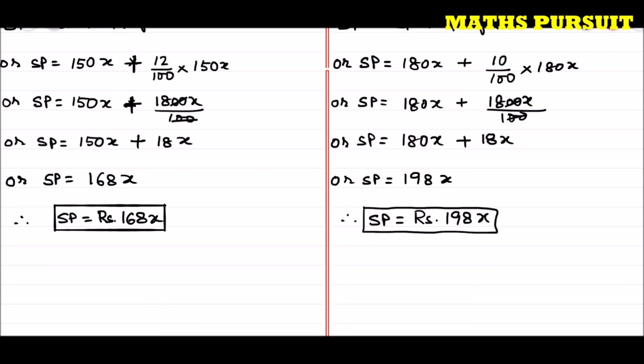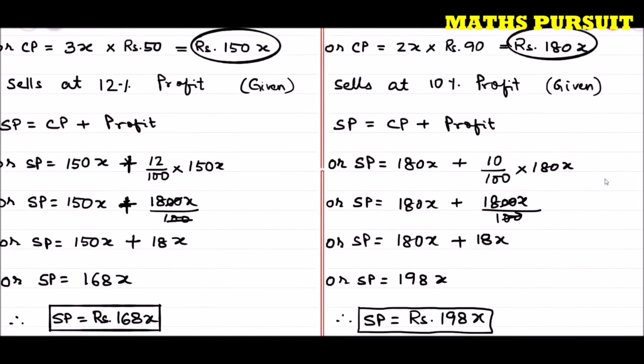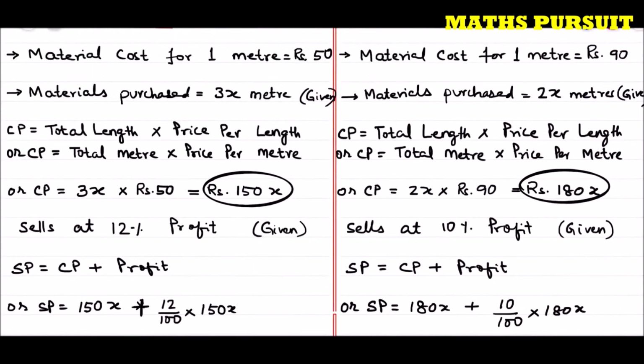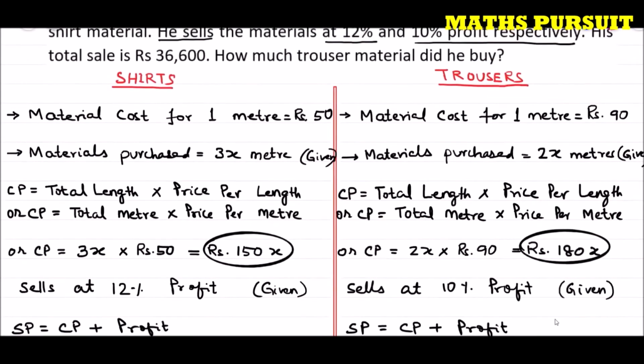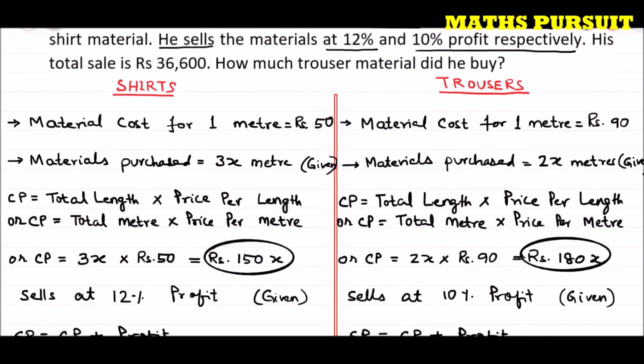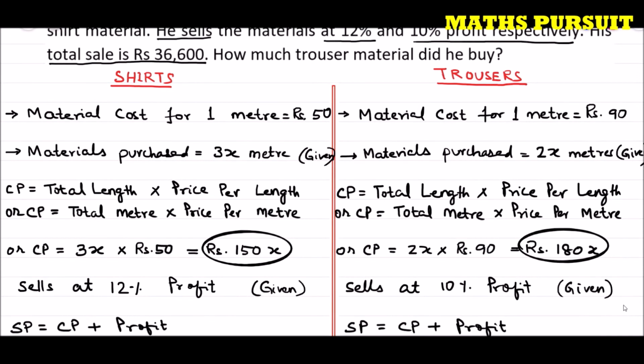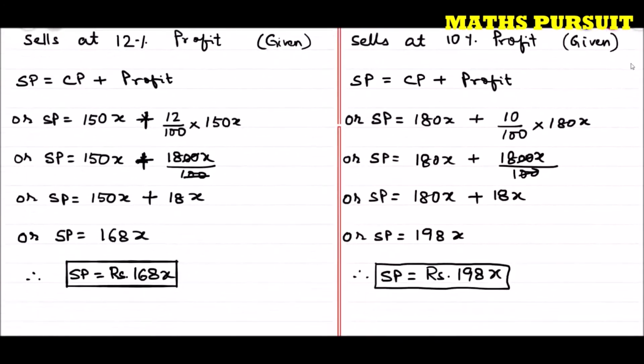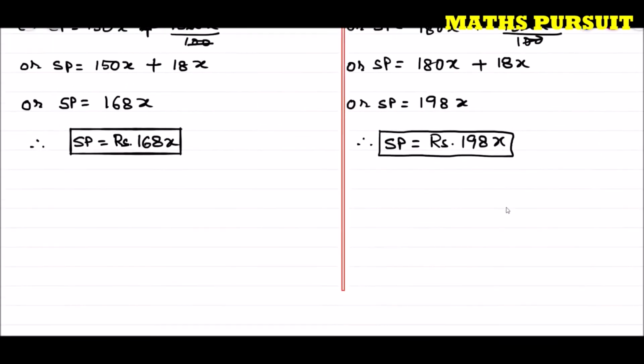Now if you look here at the question further, let us look once again at the question. There is some more information in the question. The question is telling us his total sale is rupees 36,600. Then how much trouser material did he buy? That means the question has given us the total sale price. So let us move ahead and calculate it further.